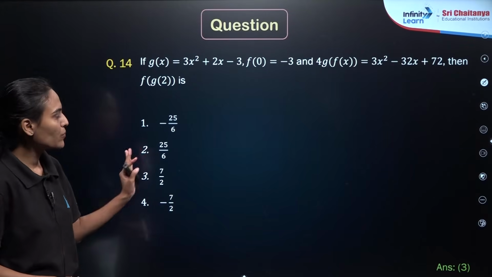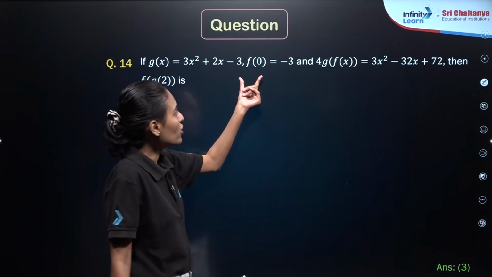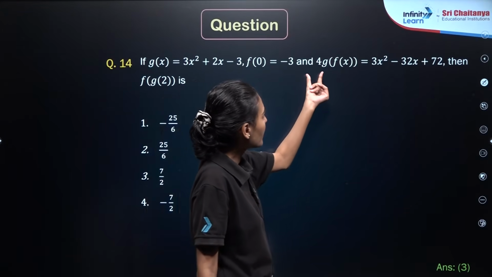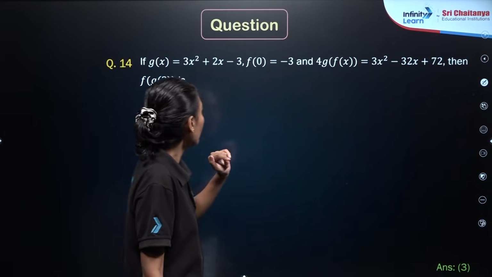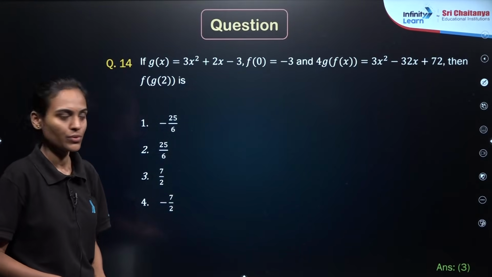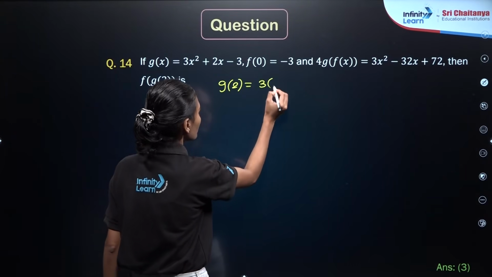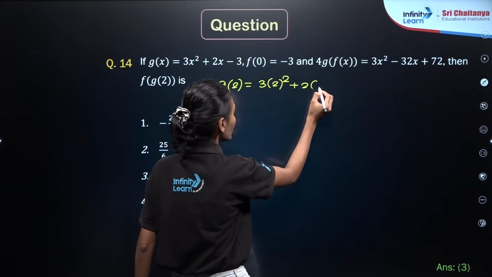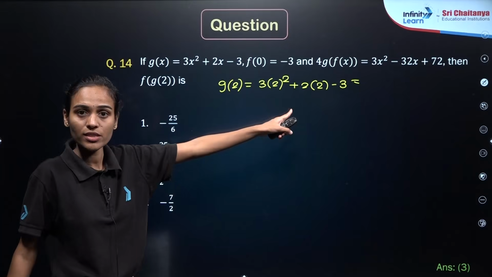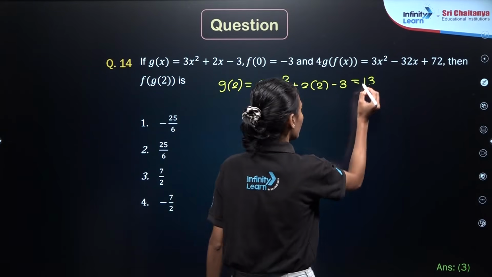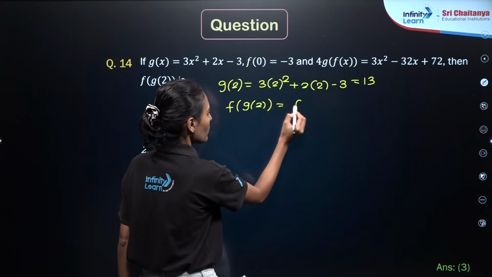Students, let us do question number 14. Here they have given, if g of x is 3x square plus 2x minus 3, f of 0 is minus 3 and 4 times g of f of x is 3x square minus 32x plus 72. Then they are asking what is f of g of 2. So first I will find g of 2. g of 2 is 3 into 2 square plus 2 into 2 minus 3. It is nothing but 12 plus 4, 16 minus 3, 13. Now I need to find f of g of 2, which is nothing but f of 13.